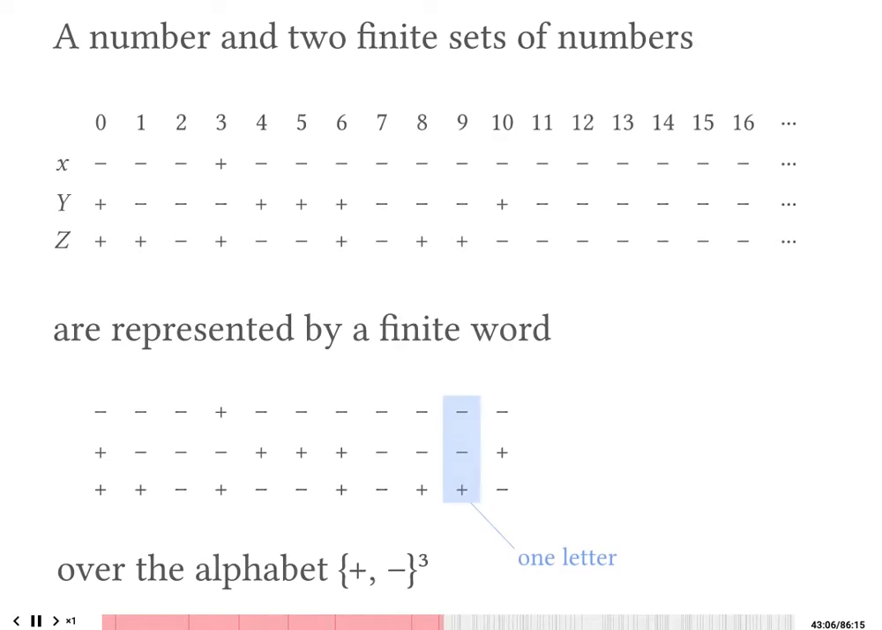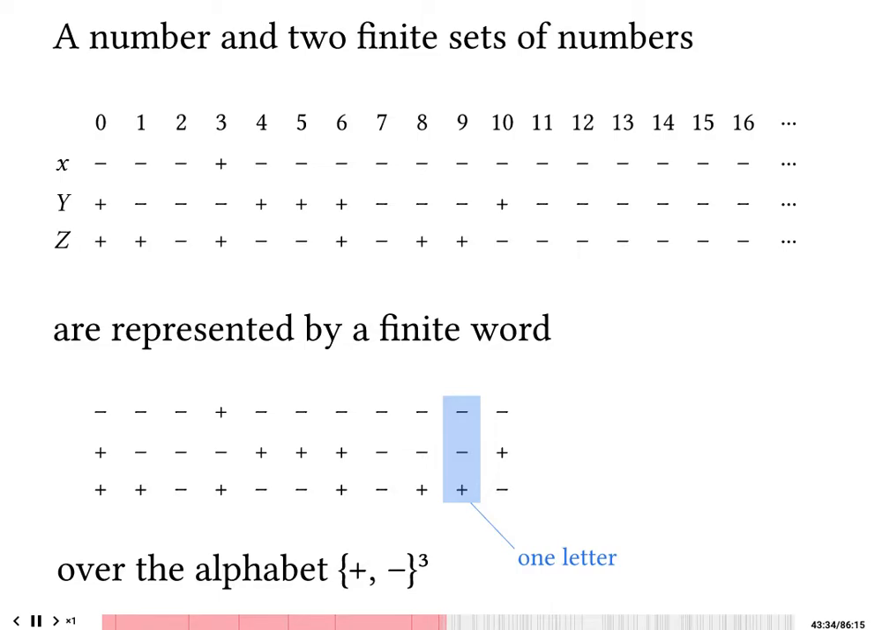So how do you do this? Imagine that you have this triple, which is one number small x and two numbers capital Y and capital Z. Then you can view them as a finite word because you just write, for every natural number, is it equal to small x, and is it contained in capital Y and capital Z? So you just write a plus means it's contained in, and minus means it's not contained in.